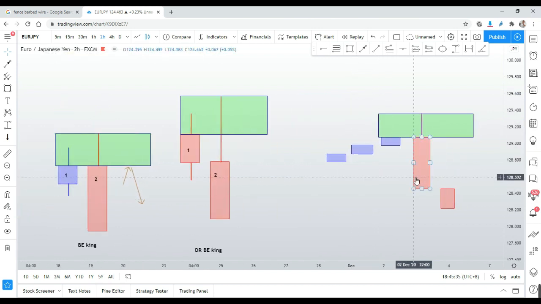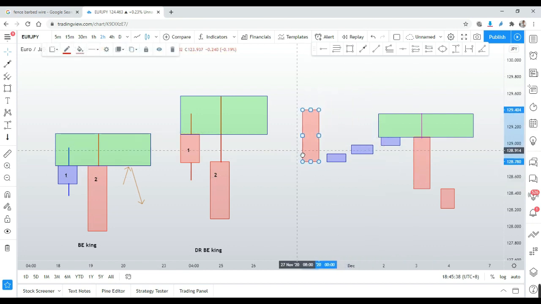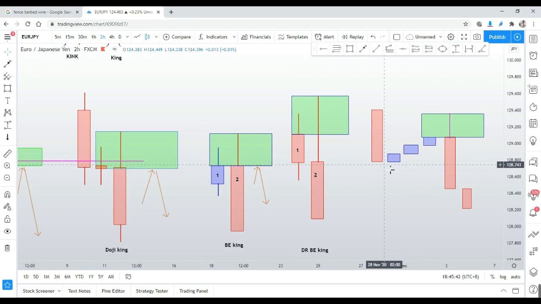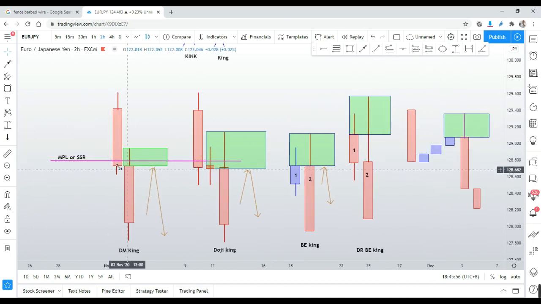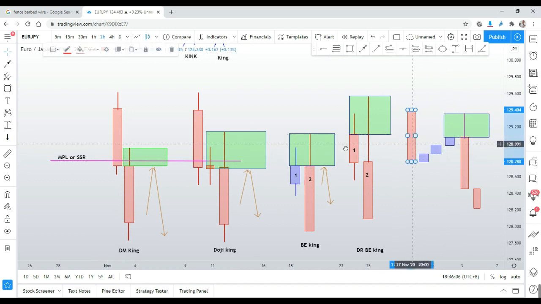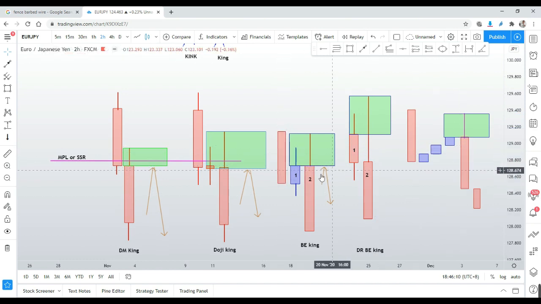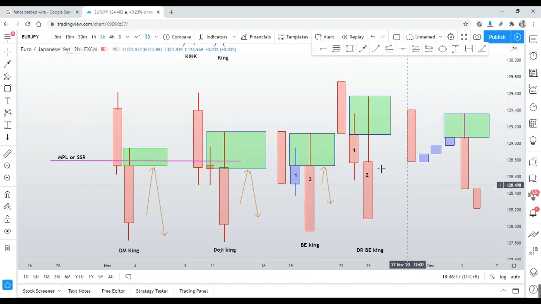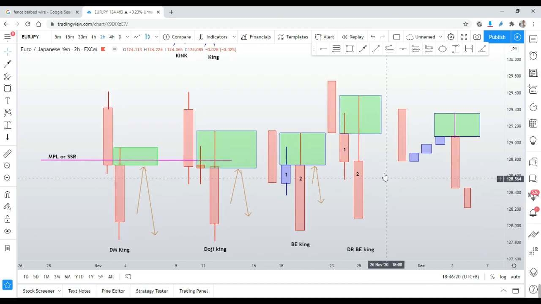If you look at this example over here, the price came down and then made a higher high, making a rally base. This is drop base drop. So this area, if you look at it properly, is a double Maru king, and it might be a doji king. It might be a bearish engulfing king too, and it also might be a double red bearish engulfing king.